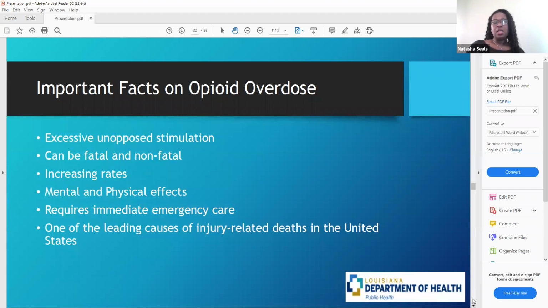And last but not least, it is one of the leading causes of injury-related deaths in the United States. And I want you to focus on that term, injury-related. Because traditionally injury-related means it's something that's preventable. So if it's preventable, we should all be doing our portion and trying to make sure it's not happening.